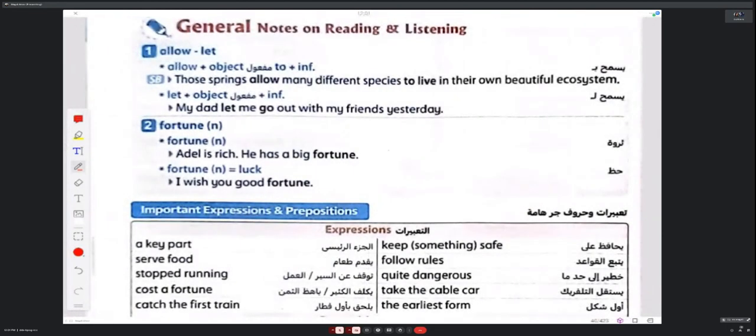Fortune means a lot of money. Adil is rich. He has a big fortune. He has a lot of money. Fortune also means luck. I wish you good fortune, or I wish you good luck. The examples, the first two examples, Lamar.